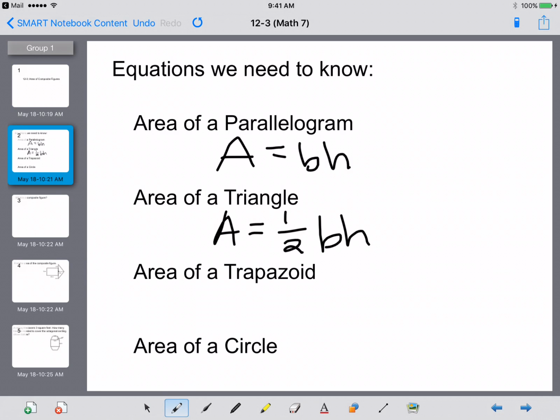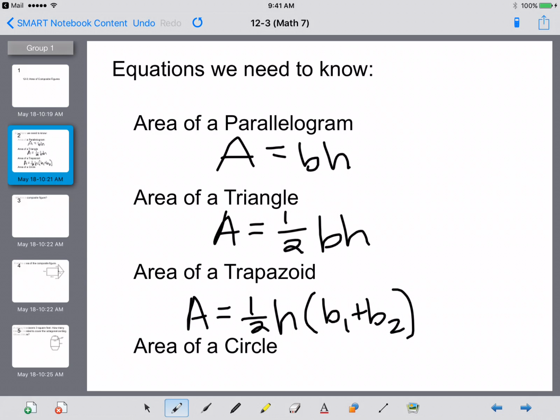The area of a trapezoid is your area equals 1/2 times your height times your base 1 plus your base 2. So the sum of your bases. And your area of a circle is your area equals pi r squared, making sure you're squaring that r first.